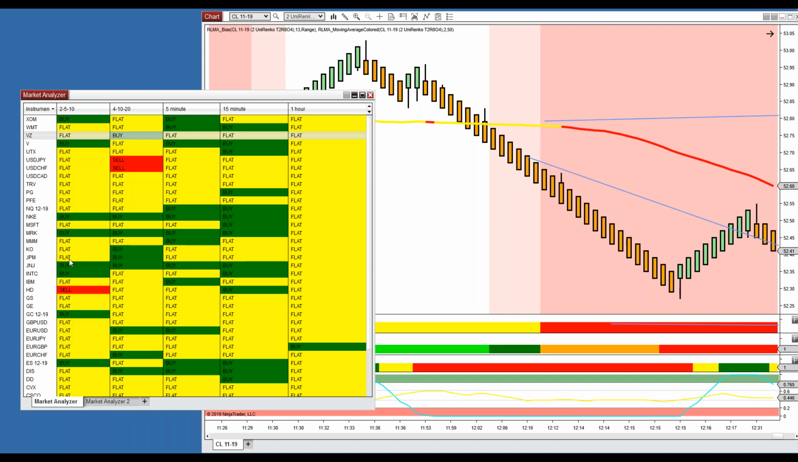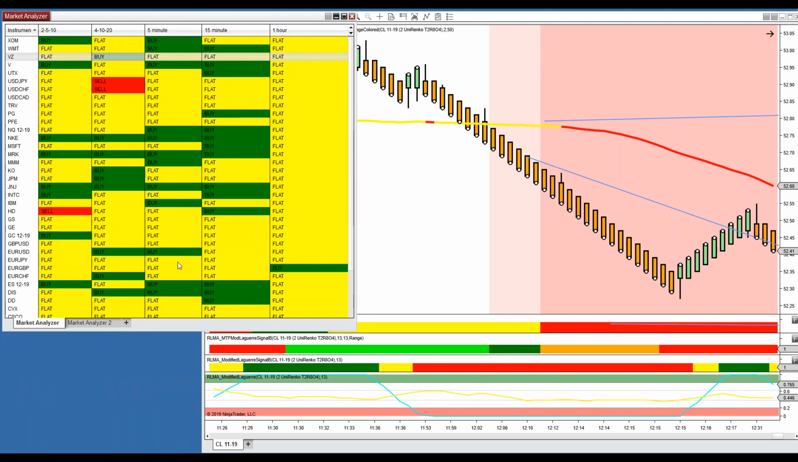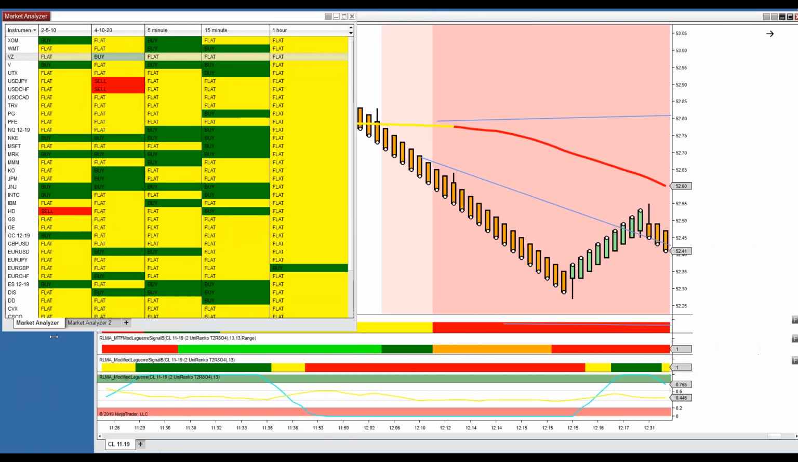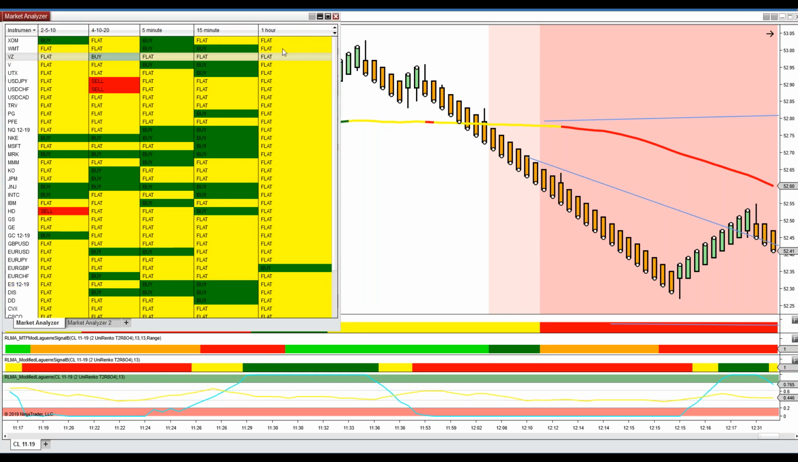See, always on top. You click that, it'll never go behind the chart. So we can put it up here, move this over, and it will always stay in front of the chart. Now it's wide because I've put so many columns in. I wanted to give it diversity in terms of time frame.